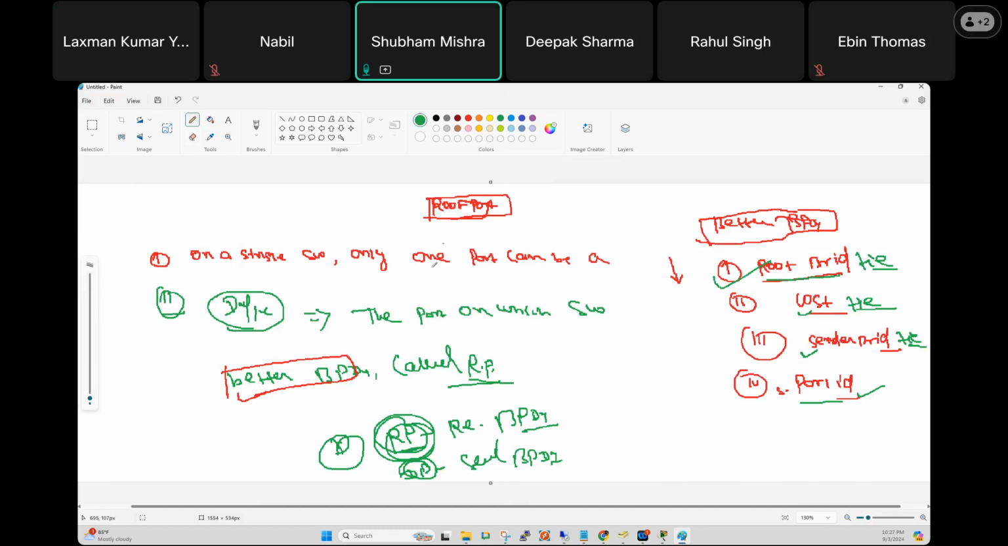Now, first of all, I already wrote the definition: the root port is the port on which the switch receives the better BPDU. That port is called the root port. For example, this is the switch, and this is FastEthernet 0/0 and this is FastEthernet 0/1. Let's suppose this switch receives one BPDU on this interface and the same BPDU on this interface. Now the switch will compare both BPDUs on both interfaces, and the interface on which the switch receives the better BPDU, that port will become the root port. Clear, everyone? Any doubt till now?